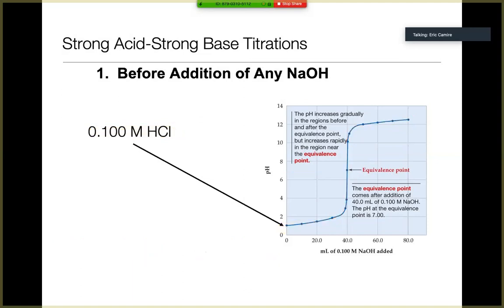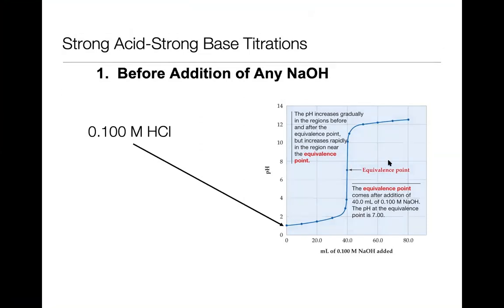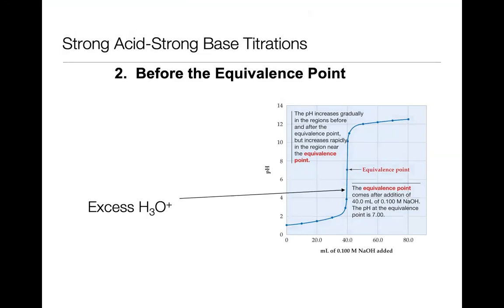So let me walk you through a little bit slower. That was kind of like the bird's eye view. I'm just going to go slowly through each slide, the same thing, but you'll see what I'm talking about. Right, we start with HCl. I add a little bit more NaOH. I still have excess hydronium or excess HCl. That's why the pH is still below 7.